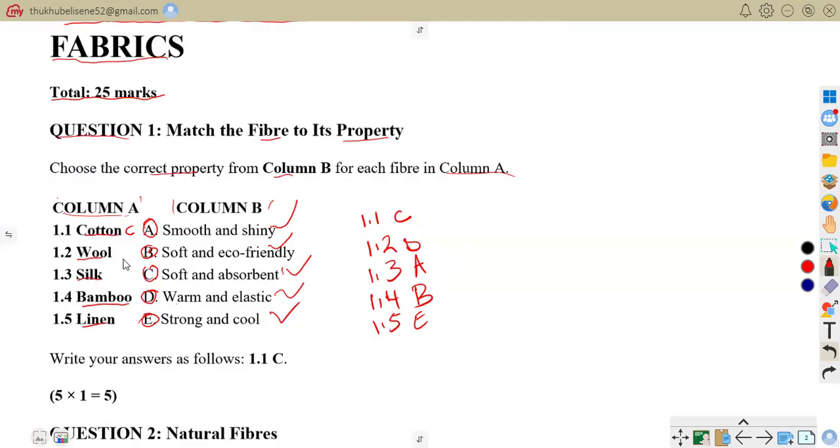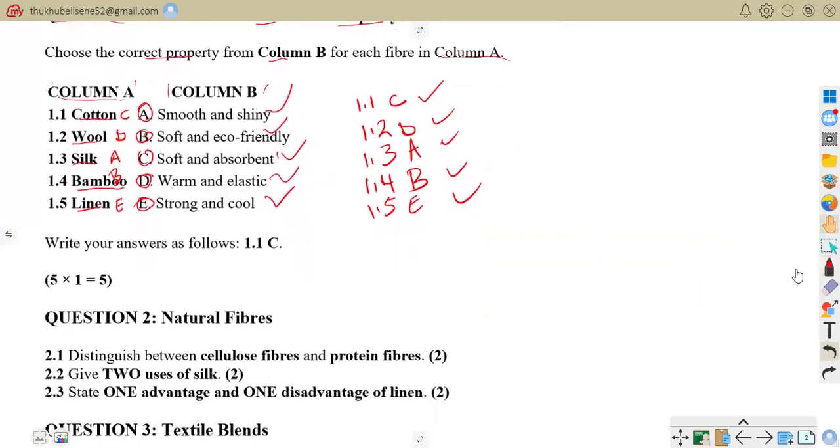So we have said 1.2 is D, 1.3 is A, 1.4 is B, 1.5 is A. These are our answers for question 1. Like we told you, write your answer as follows: 1.1C. So let us move on to question 2.